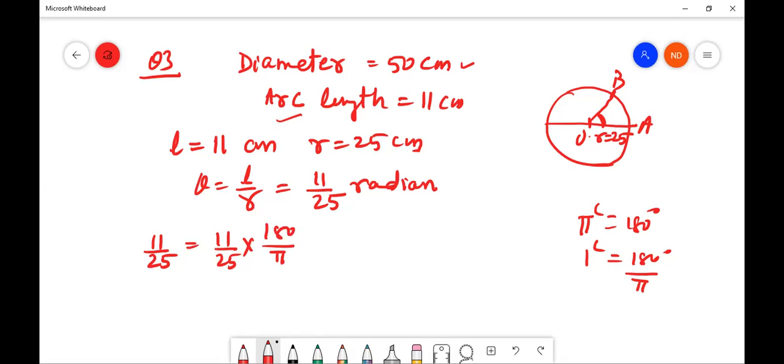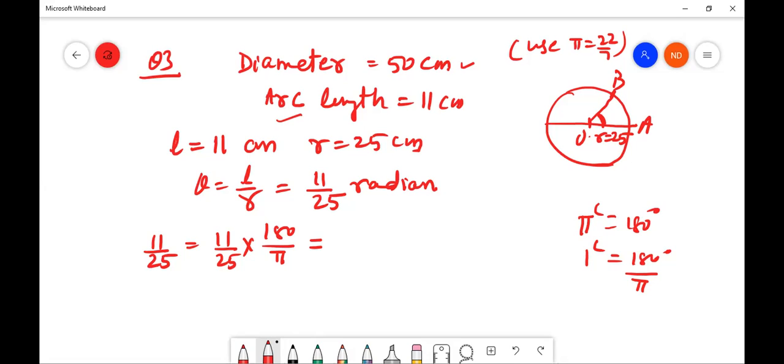Okay, so here, the question is also given: use pi equal to 22 by 7. See, if it is given, you use pi equal to 22 by 7. Otherwise, not to worry, leave the pi like this only. So here we are given this.